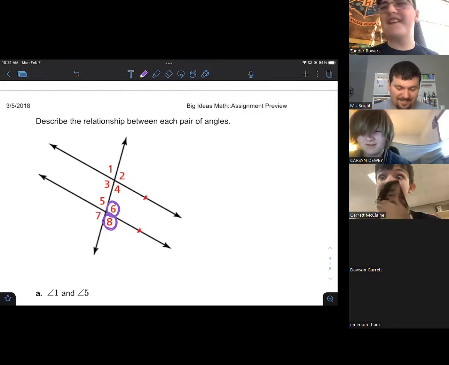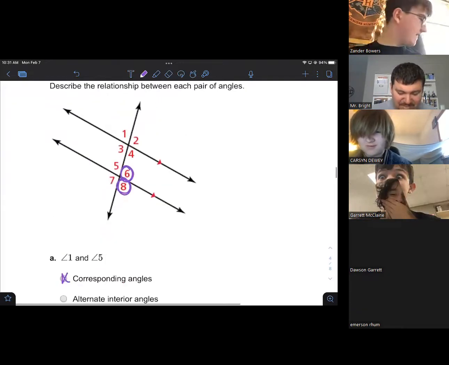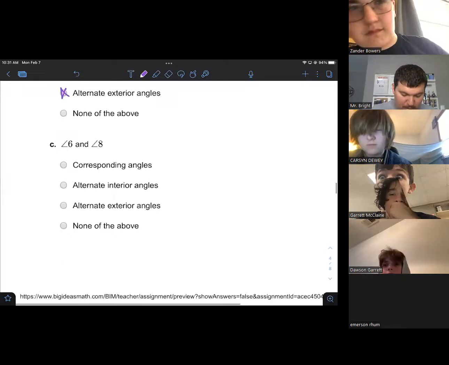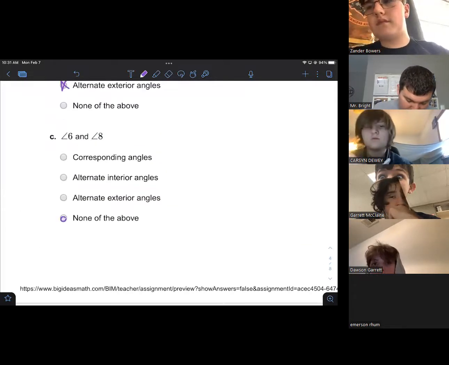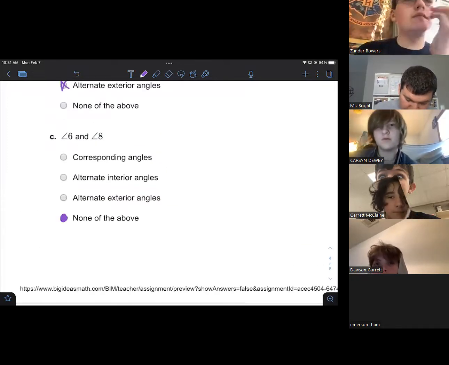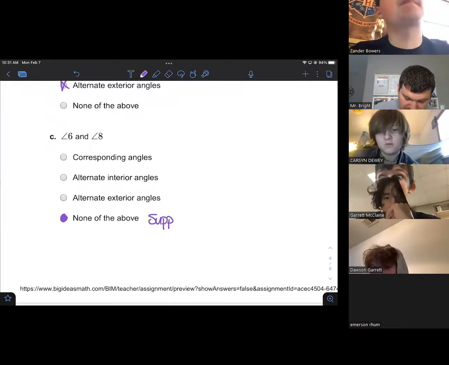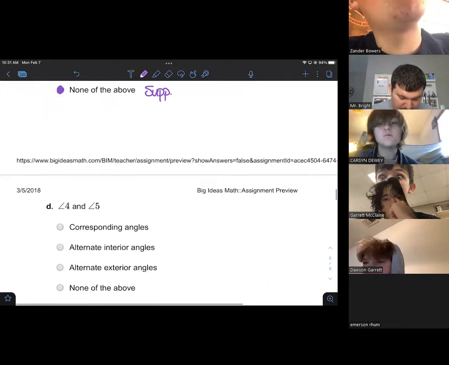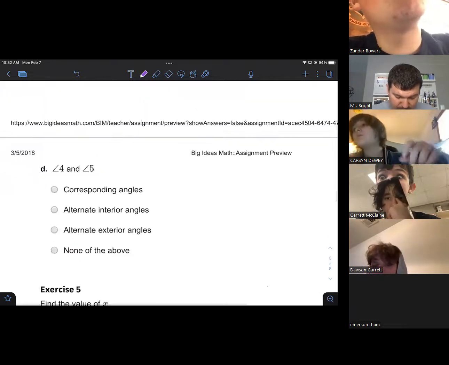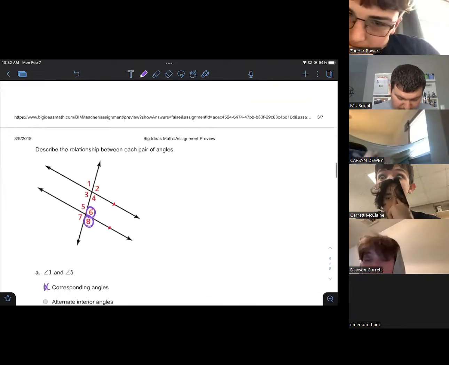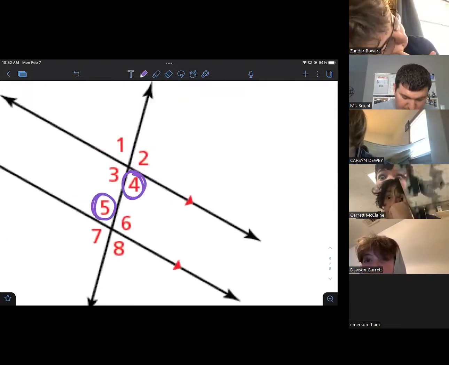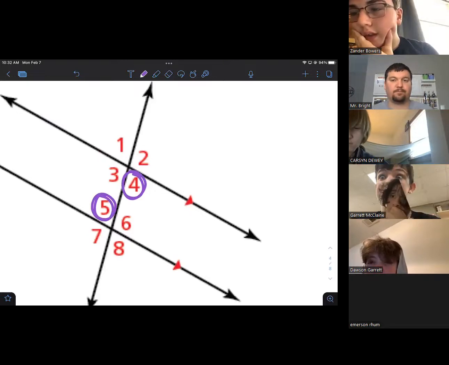None of the above, yeah. Angles 6 and 8 sit on the same line. They should be supplementary to each other, which is not one of the options. And so we can make that an option. They are supplementary, which makes them not any of the other three. All right. And then the last one, D, is angles 4 and 5. What kind of angle relationship do we got going on there?